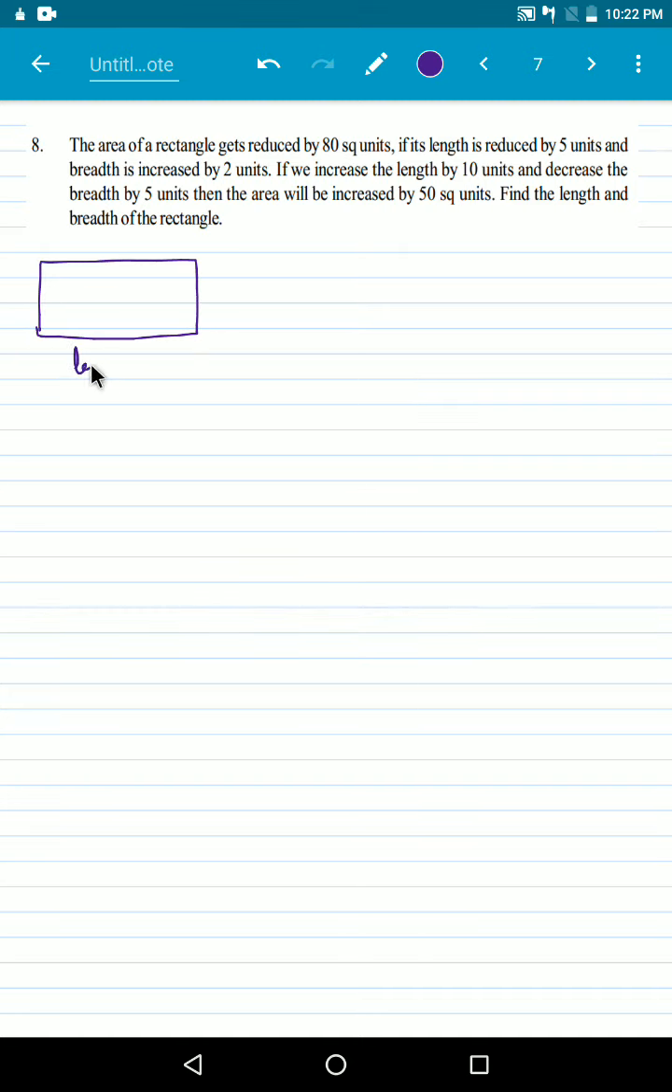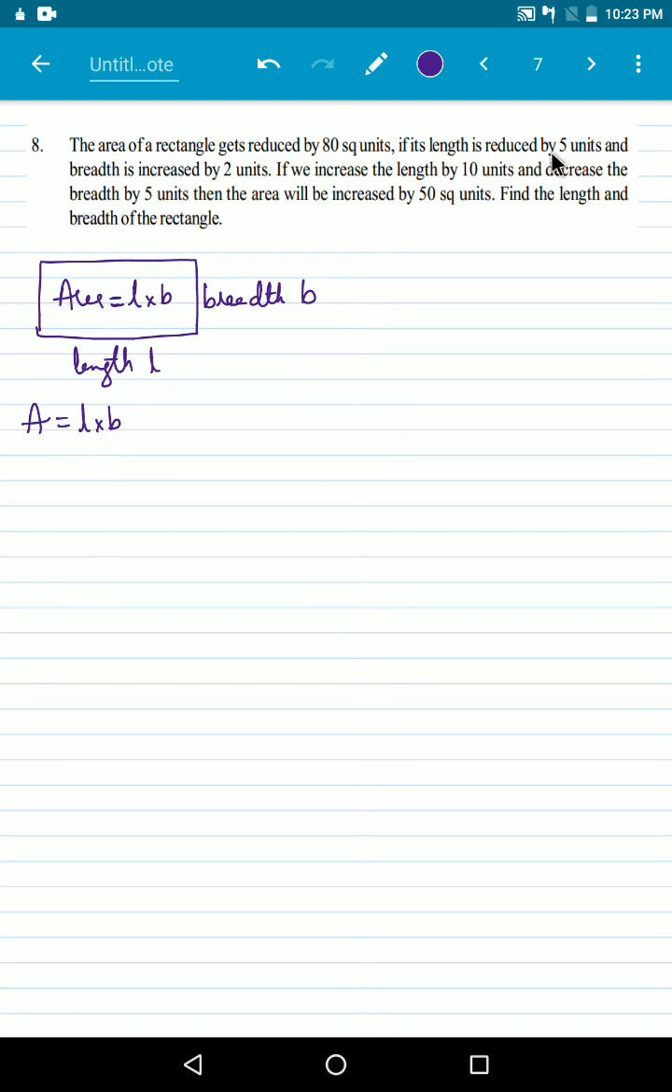If we take length as L and breadth as B, what will be the area of this rectangular plot? Area, we know it will be length into breadth. So area will be L into B. So let us write A is equal to L into B. Okay. Now what is happening?